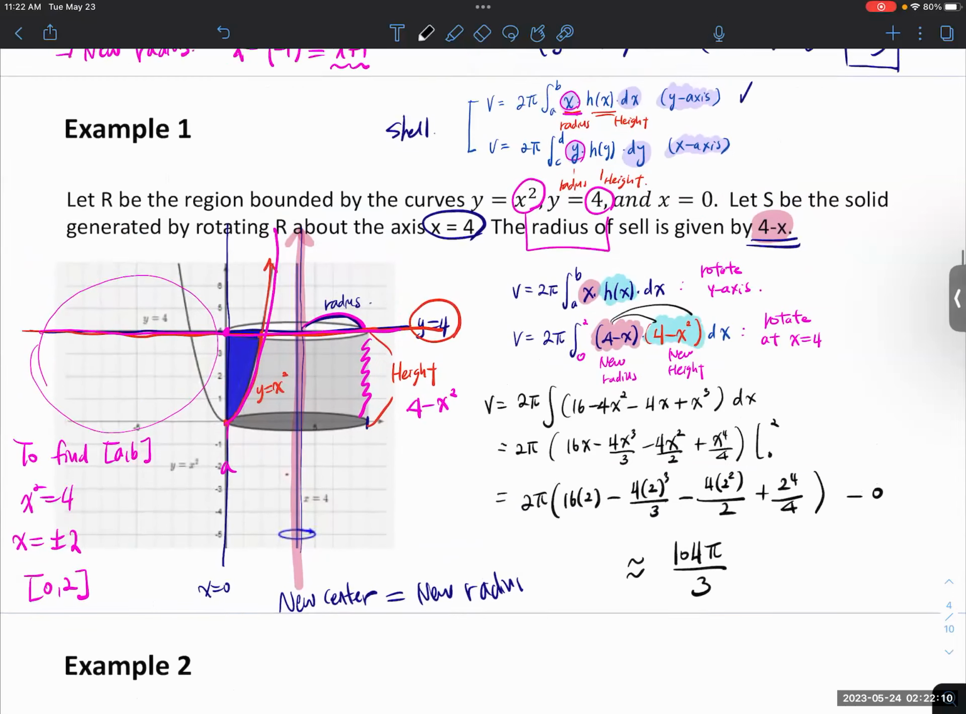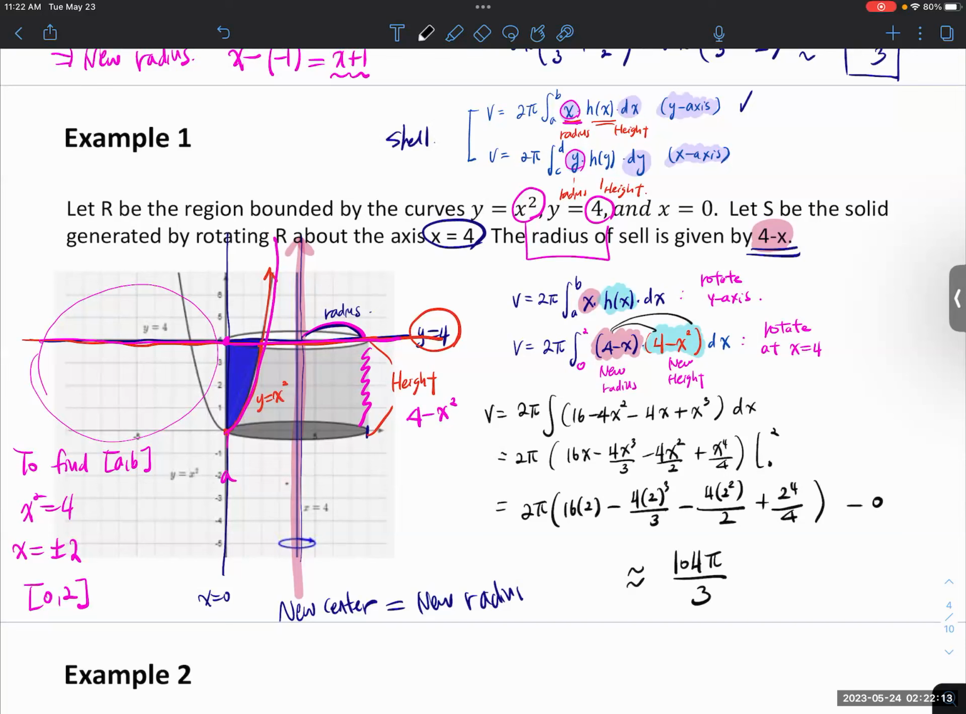So this is something that's different from the simple shell method we just practiced last time. Okay, so keep in mind, in this question, you have to discover, do I have a new radius? Do I have a new height? Look at the given information, okay? If they're not rotating the function exactly on the y-axis or x-axis, that center has been changed. That means you have a new radius of the circle. So you have to discover them, and then you can just do the rest of the work taking the integral.